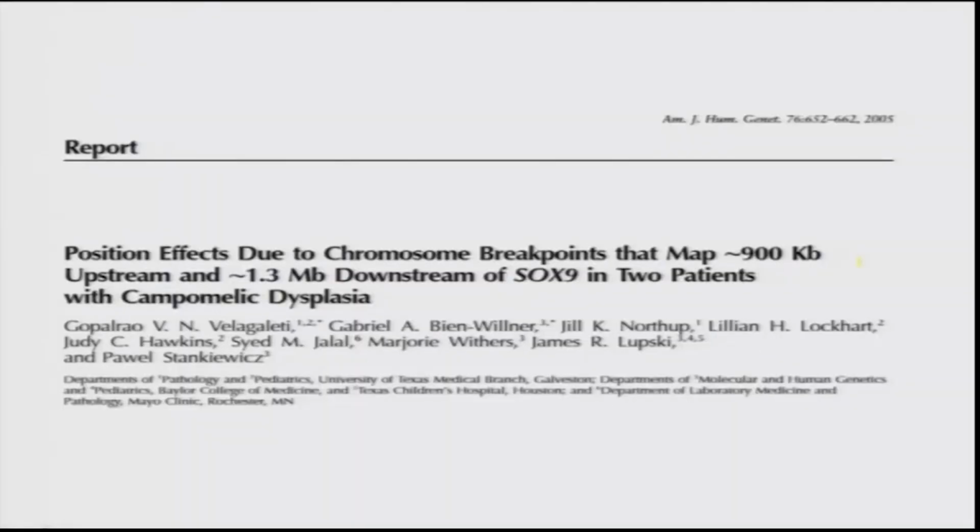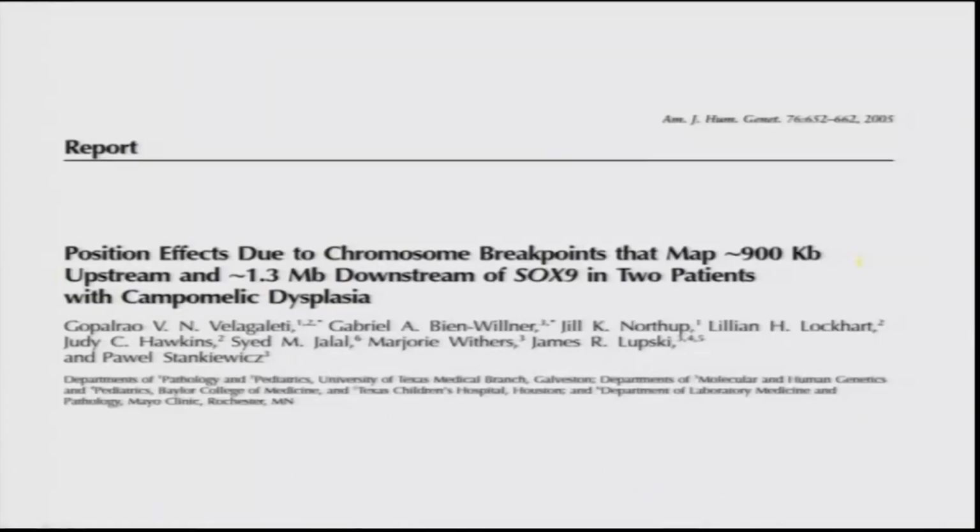So, we are going to look into one such example. Here it is a disorder caused in the human because of changes in the genomic region that are several megabases away from the gene, yet it affected the gene function and you have a condition. What is shown on the screen is a paper, and this paper talks about position effect due to chromosome breakpoints that map about 900 kb upstream and 1.3 megabase downstream of a gene called SOX9 in 2 patients with campomelic dysplasia.